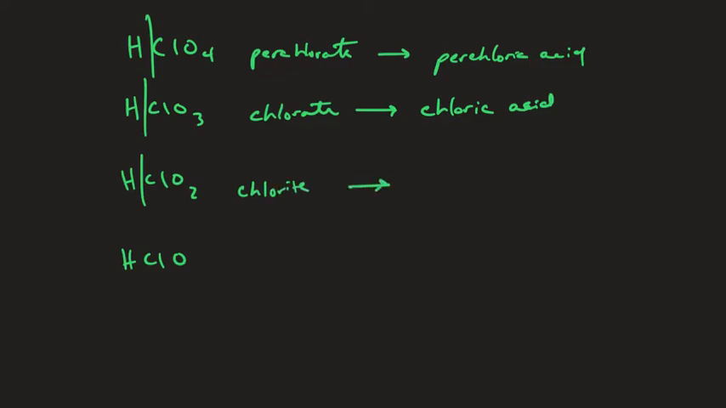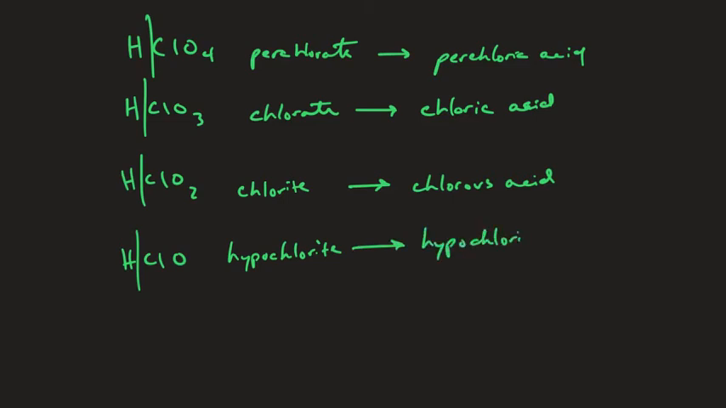So changing the -ite to -ous, that's going to be chlorous acid. And HClO, this is a hypochlorite ion, hypochlorite. We keep the hypo, that doesn't change. Hypochlorous, there we go, acid, okay?